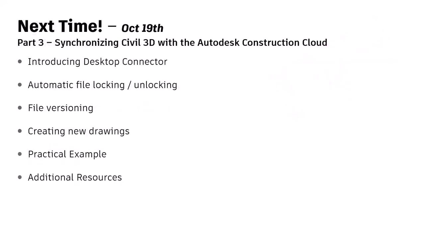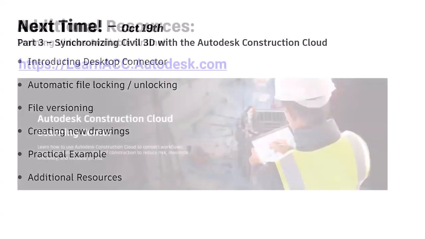In our next session, which is just next Thursday, we're going to be looking at how we can synchronize our Civil 3D environment with the cloud. We'll be looking at a tool called Desktop Connector that allows that. Using Desktop Connector, I could be working in DWG files. I get automatic file locking and unlocking, automatic versioning. We'll look at how we can create new drawings. I'll give you another practical example, and we'll share some more additional resources.